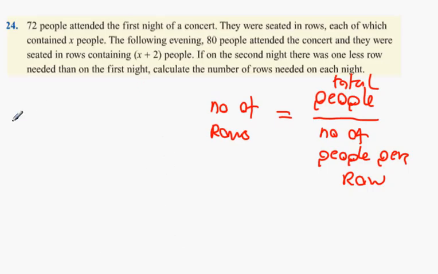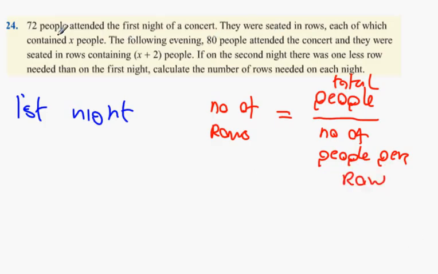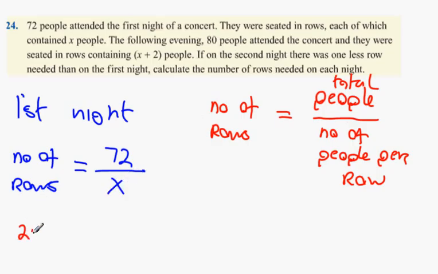First night, we'll do it in blue. So the first night, the number of rows equals what? We don't know what the number of rows are, do we? No. So we just say number of rows. That's no problem. Number of rows on the first night equals total people. How many people did we have? 72 on the first night. Number of people per row, anybody? X. That's all we can write down. That's marks in the bag right there.